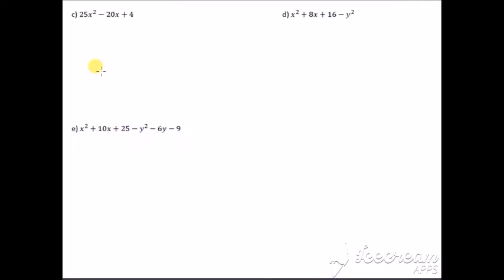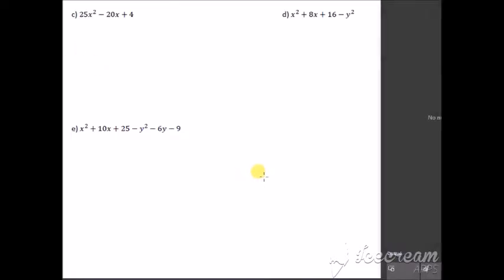Okay, next one. It looks a little bit the same, but this time this middle term is a negative. So we're going to do the same thing. We can root the first term, which is 5x, and we can root the last term. So this would be 5x plus minus 2. So minus 2, because this is a negative.